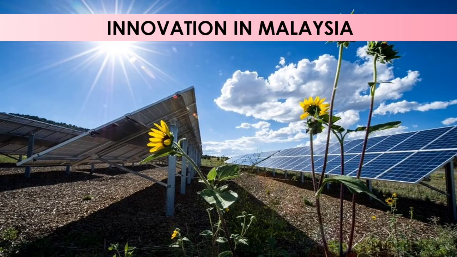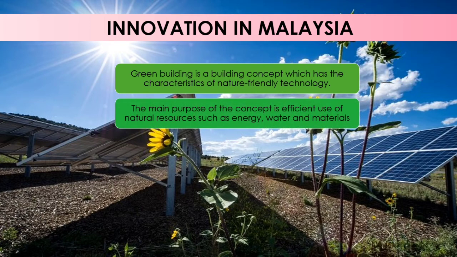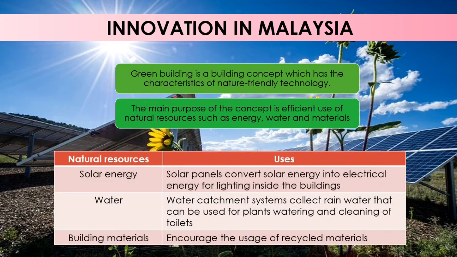So, this is an example of innovation in Malaysia that uses green technology, which is green building. Green building is a building concept which has a characteristic of nature-friendly technology. The main purpose of the concept is efficient use of natural resources such as energy, water and materials.